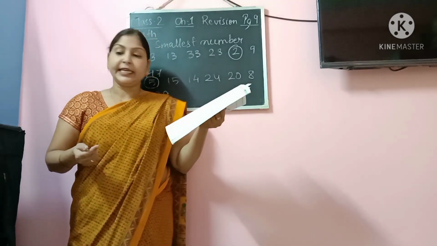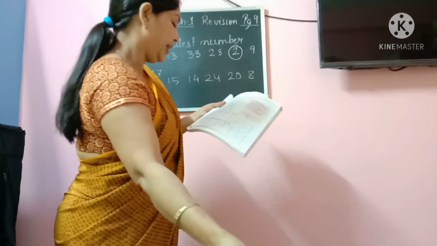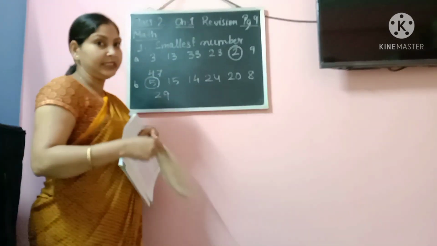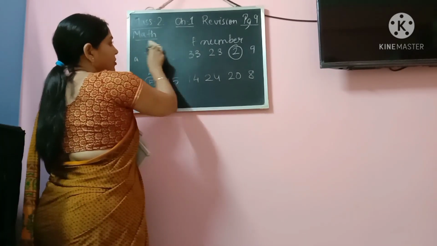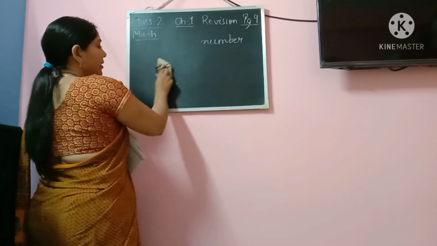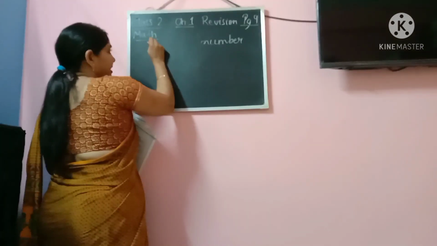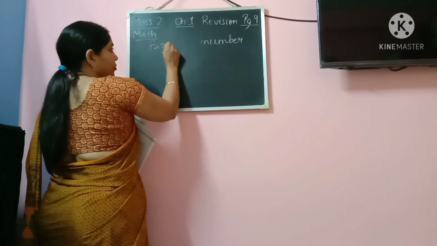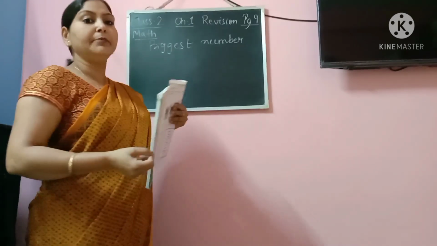Now in the second question, the set of numbers are 44. Okay, I will do only one sum for you and the rest you will do by yourself. Okay, so smallest one is done. I'll do one question from biggest. Biggest number. We are going to find out now the biggest number, or rather we will circle the biggest number.